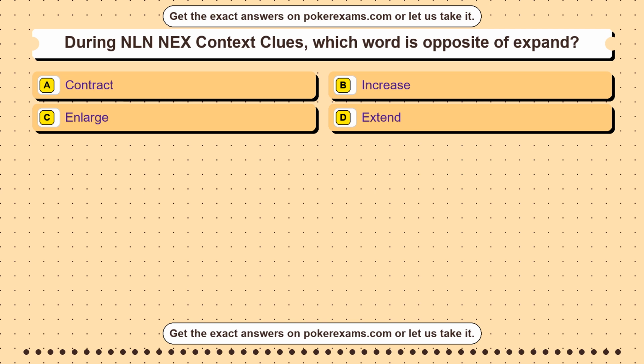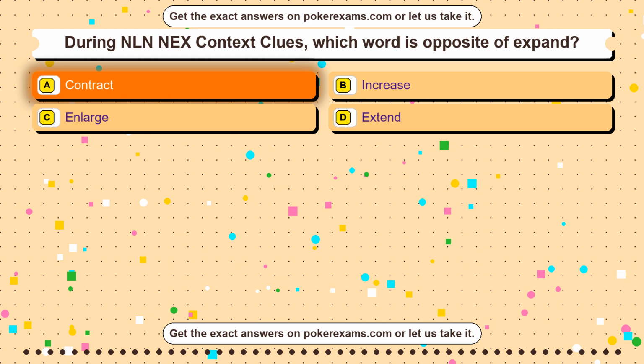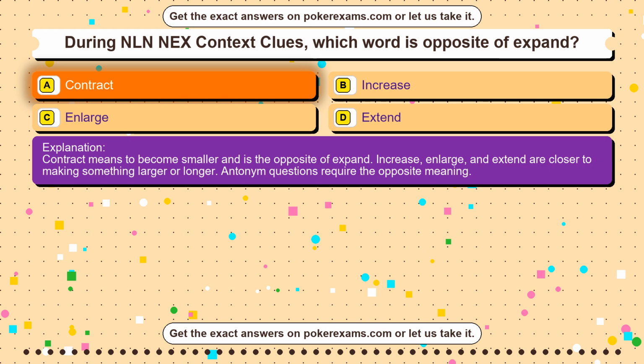Question 1. During NLN NEX Context Clues, which word is opposite of expand? Option A, contract. Option B, increase. Option C, enlarge. Option D, extend. The correct answer is option A. Contract means to become smaller and is the opposite of expand. Increase, enlarge, and extend are closer to making something larger or longer. Antonym questions require the opposite meaning.